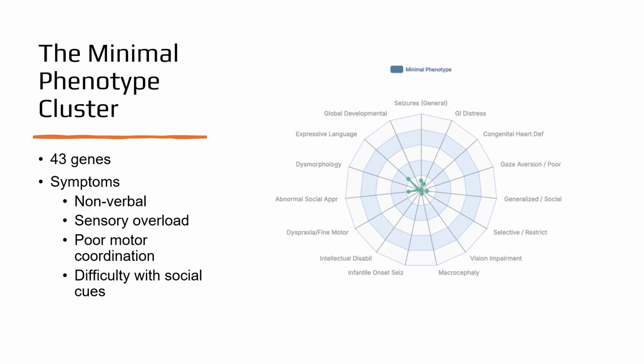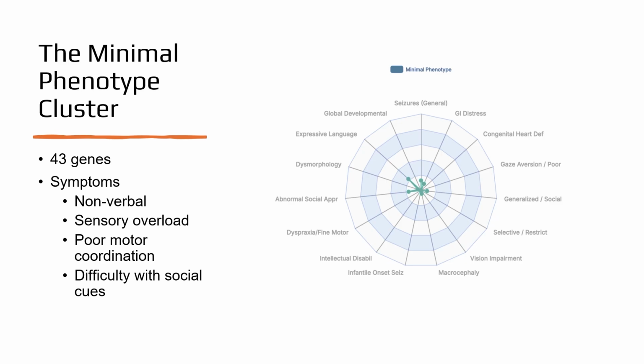The minimal phenotype cluster is composed of 43 different genes and is the heart of my research. In clinical terms, a minimal phenotype is a core observable trait that is most commonly linked to a single genetic cause. In this group, we aren't seeing mild symptoms, but the most prevalent expressions in ASD.